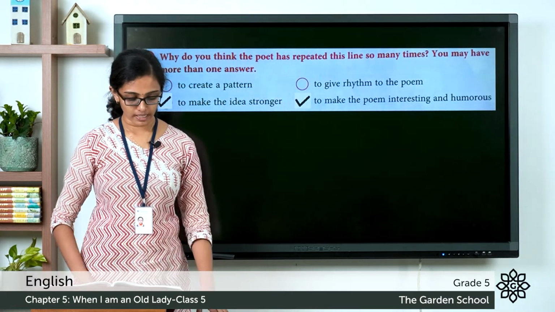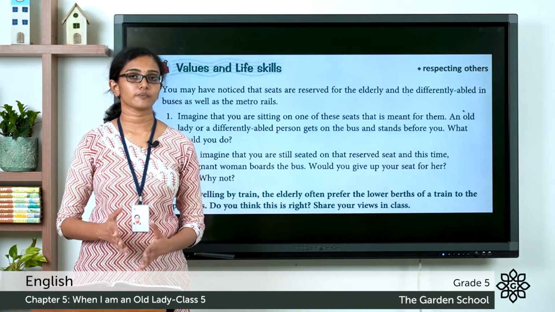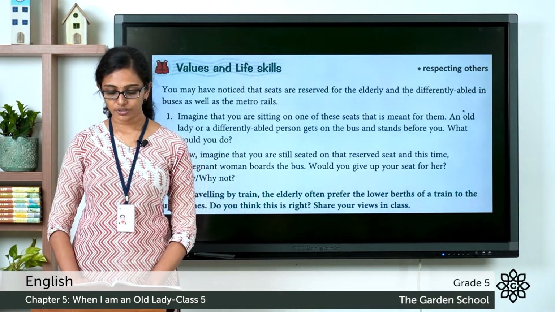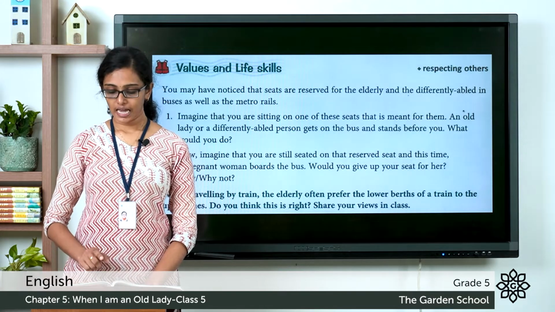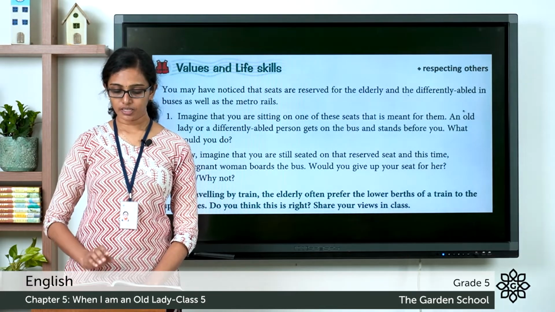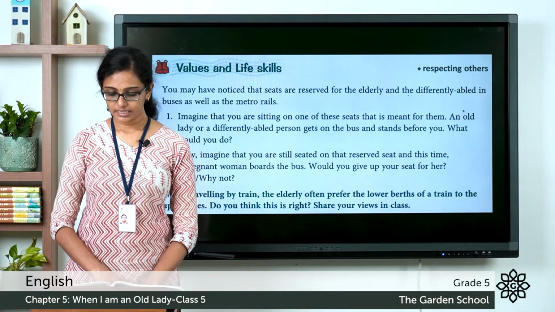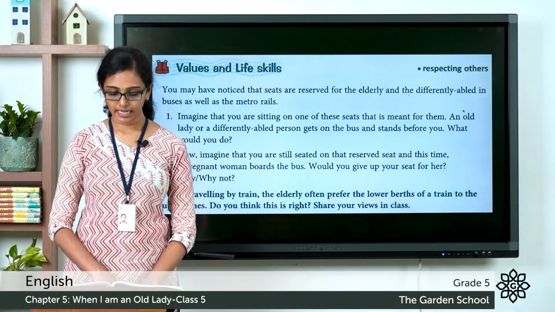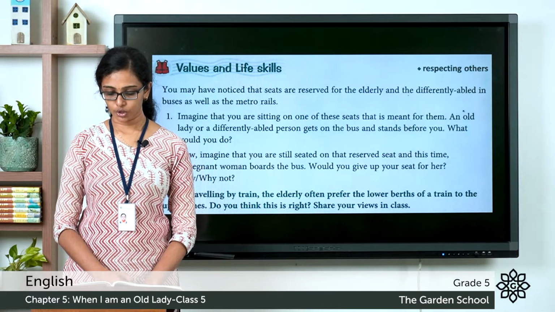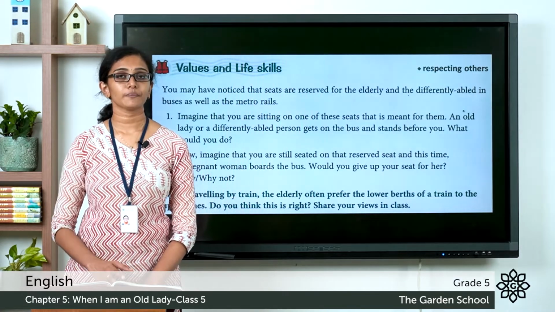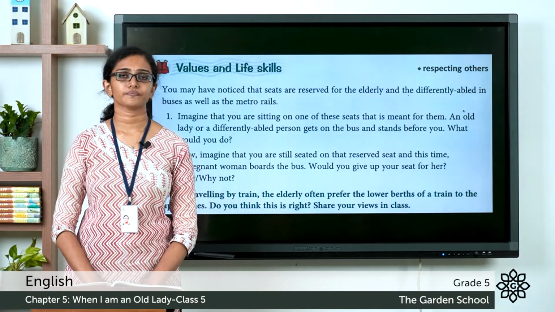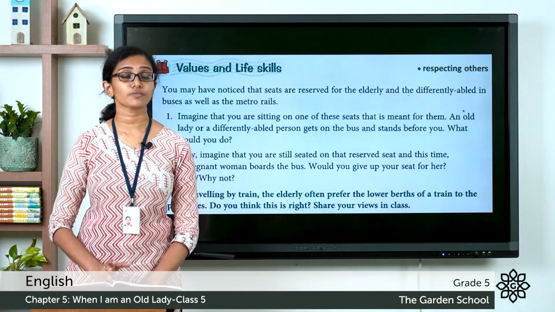Next is about values and life skills. And here it explains the need of respecting others. Let's read the question here. You may have noticed that the seats are reserved for the elderly and the differently abled in buses as well as the metro rails. Imagine that you're sitting on one of these seats that is meant for them. An old lady or a differently abled person gets on the bus and stands before you. What would you do? Would you stand up and give the seat to them? Or would you just sit there and watch them standing? Is it good manners? Is it a way of showing respect?